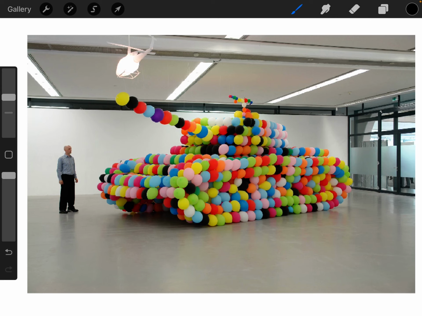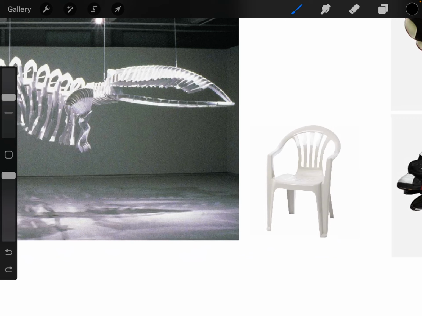And then you say probably, well, it looked like the skeleton of a whale that you see in a museum. And that's exactly what it is, right? But is it made out of bones? Well, no, it's not made out of bones. It's made out of something else. And I'll show you what it's made out of. It's made out of plastic chairs, right?